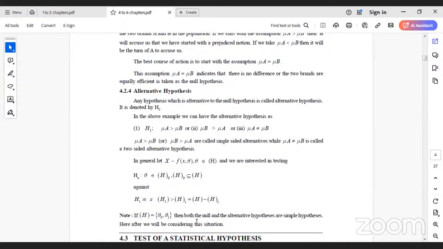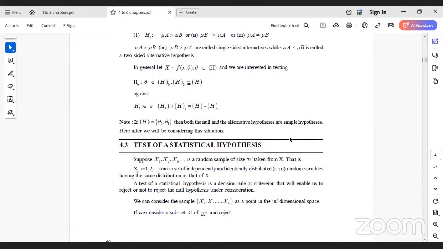In general, let X follow f(x, theta), theta belongs to H, and we are interested in testing theta belongs to H0, a subset of H, against theta belongs to H1, that is H minus H0. If H consists of only theta 0 and theta 1, then both the null and the alternative hypothesis are simple hypotheses. Hereafter we will be considering this situation.